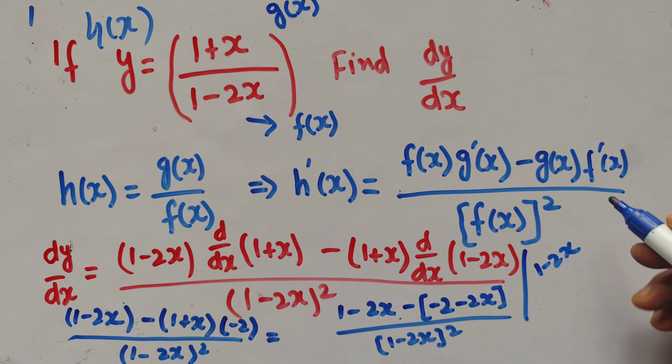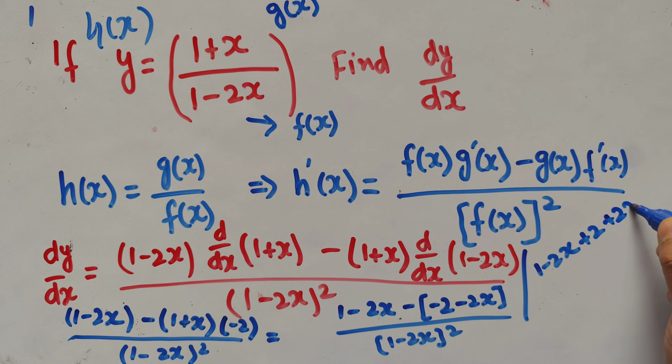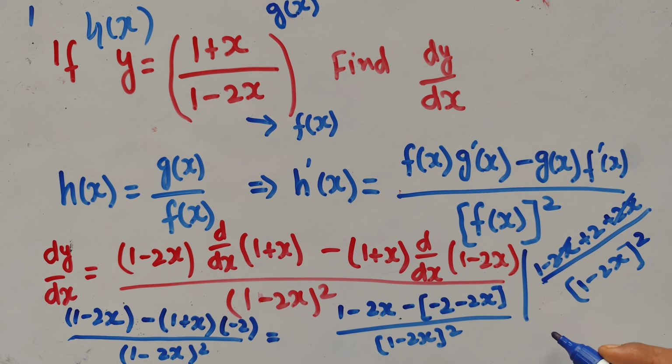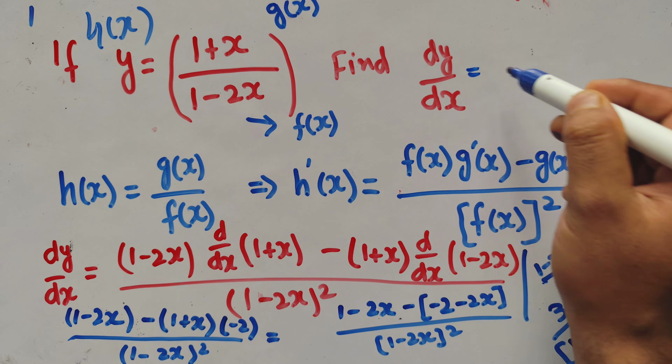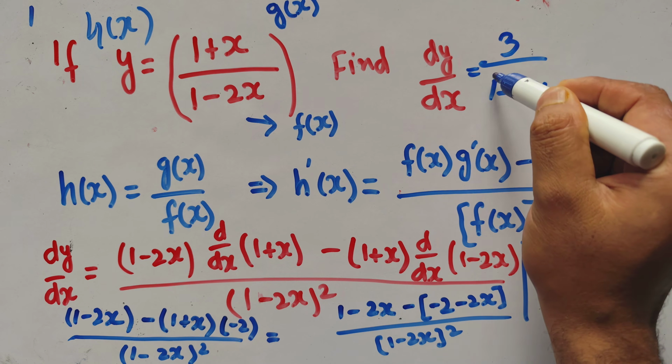So we have 1 minus 2x, so minus into minus is plus 2, then minus into minus 2 is plus 2x again, divided by 1 minus 2x whole square. So plus 2 and minus 2x get cancelled, then we have 1 plus 2, which is 3. So we will get 3 divided by 1 minus 2x whole square. This will be the derivative, that is dy upon dx is equal to 3 divided by 1 minus 2x whole square.